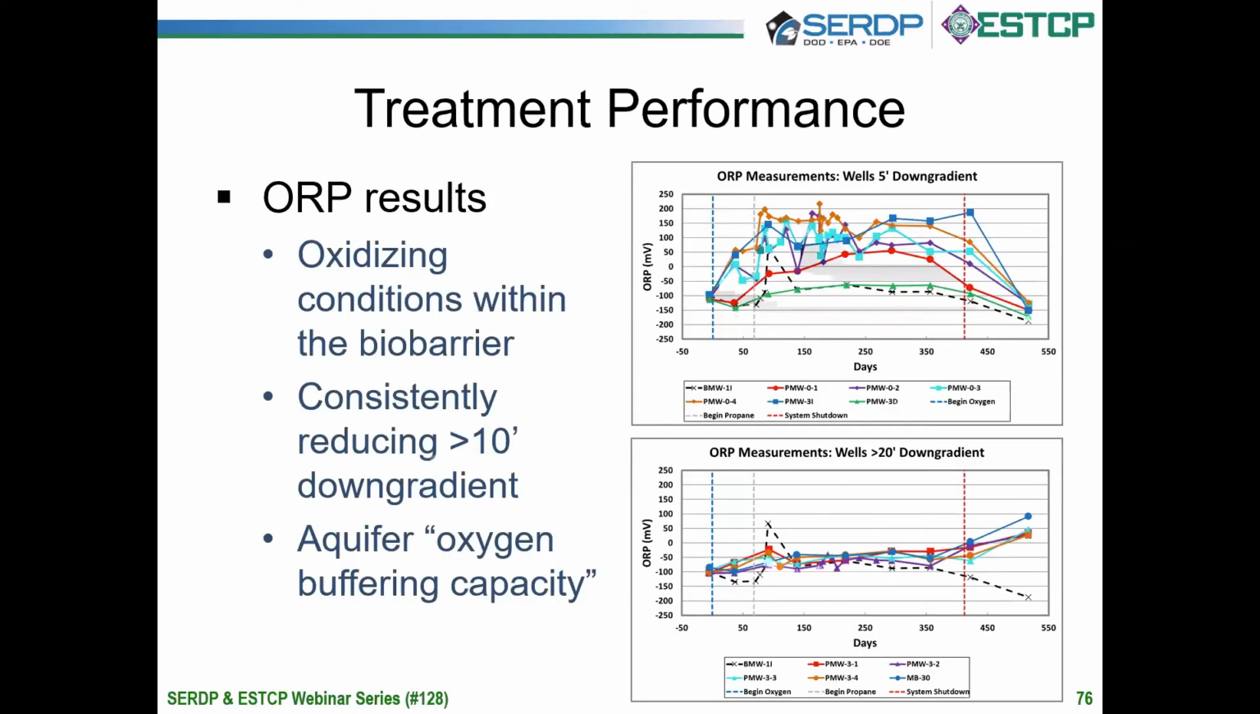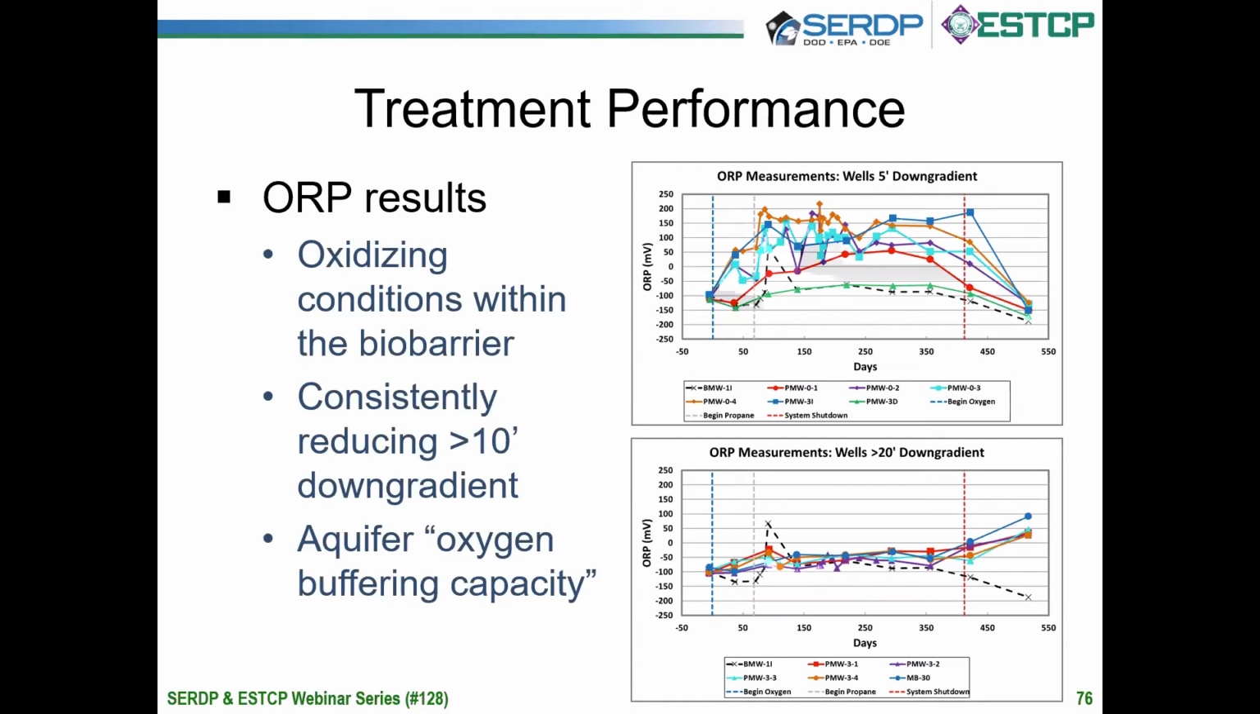So just real quick, looking at the ORP results. This kind of gives you an indication of how anaerobic this aquifer was. The top chart shows the wells that are 5 feet down gradient. ORPs started out baseline at about minus 100 or less, so pretty anaerobic. We started adding oxygen, and we got oxidizing conditions out there, and it came right back. Within 3 months of shutdown, it was back down to minus 100 or more.